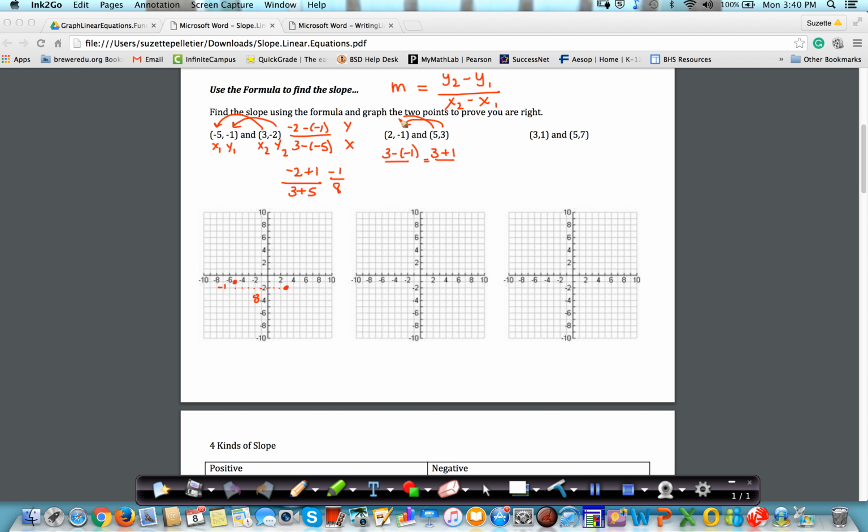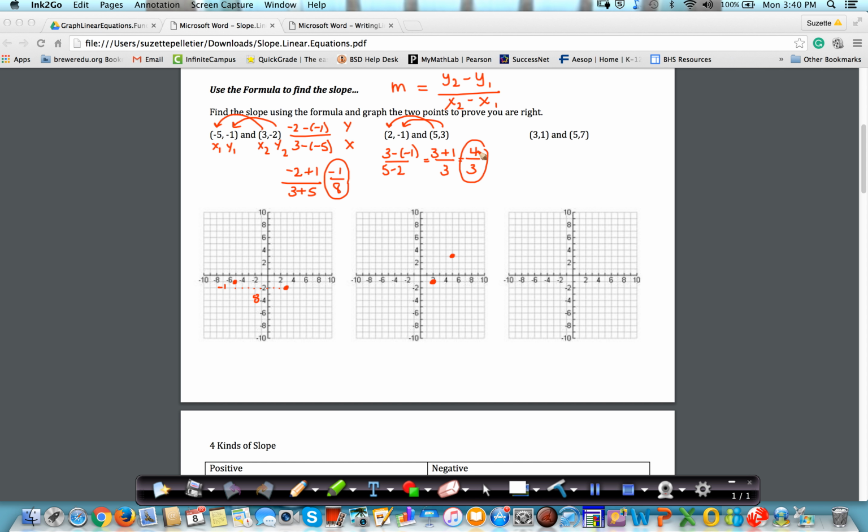And then 5 minus 2, which is 3. 3 plus 1 is 4. So I get 4/3. Again, if I were you, I would just go ahead and double check it. So over 2, down 1, here's my first point. And then over 5 and up 1, 2, 3. So here's the point 5, 3.